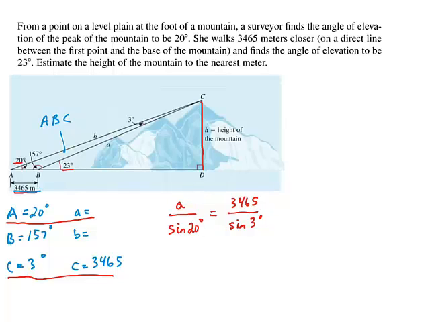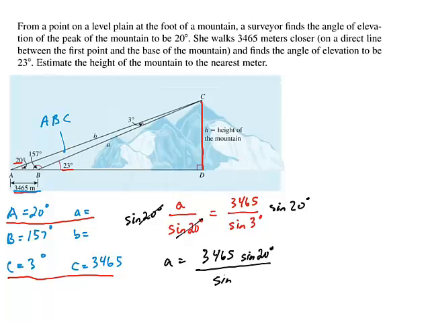So solving here, I'm going to multiply both sides by sine of 20. So that cancels. We're left with A is equal to 3,465 sine of 20 degrees divided by sine of 3 degrees. And entering that into the calculator, we get an A value that is 22,644.1, and the unit here is meters. Alright, so we figured out this side A here, 22,644.1 meters.